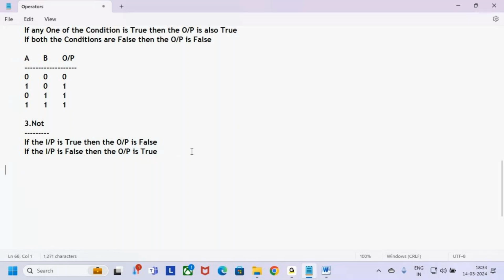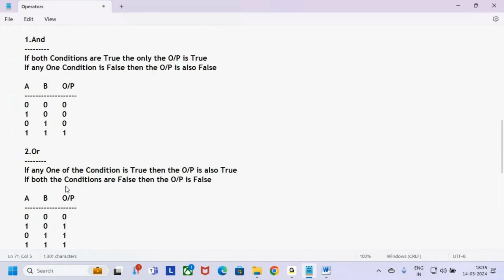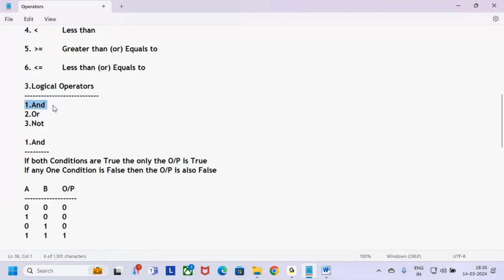So let me keep it here. We'll have only one input and one output here. As I said, if you pass the input as true, then we'll get the output as false. If you pass the input as false, we'll get the output as true. So this is the functionality of the NOT logical operator. These are the different types of logical operators: the AND operator, OR operator, and NOT operator.